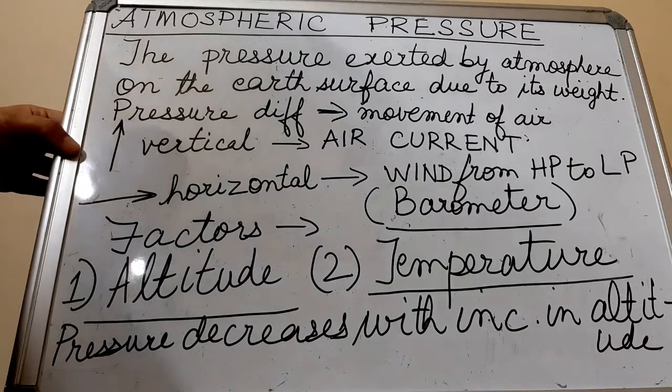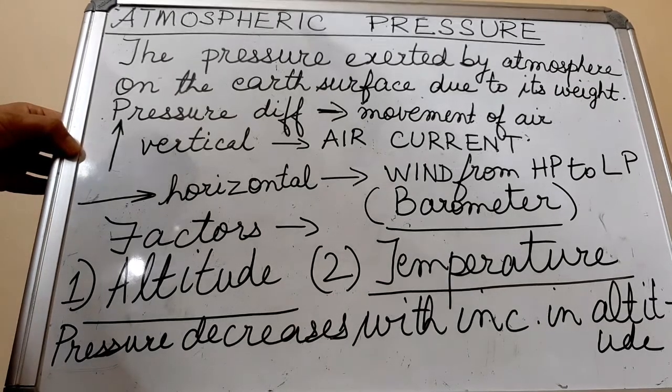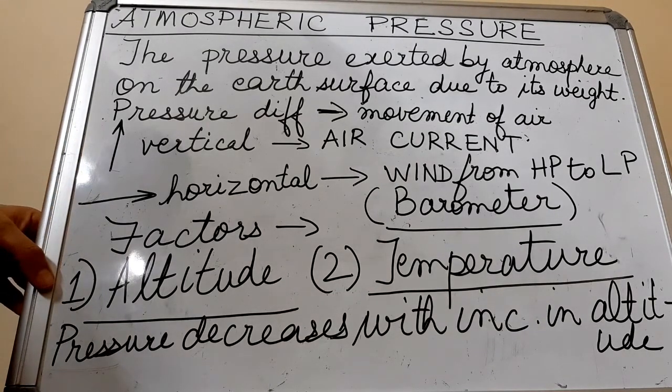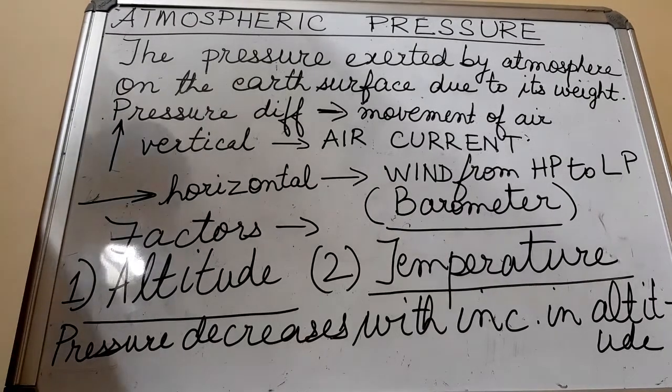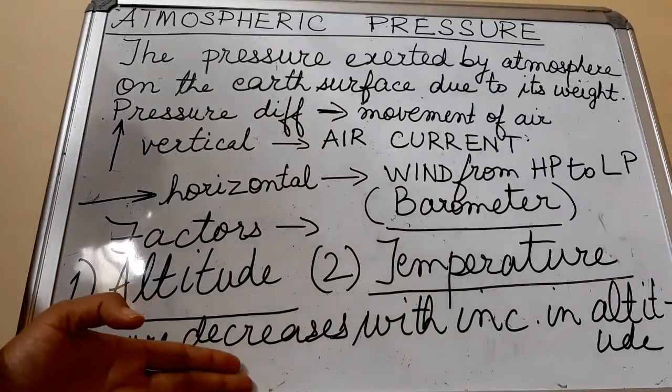Moving on to the factors which mainly affect the atmospheric pressure of a place. The first factor is altitude. Altitude means height above sea level. So, there is again an inverse relationship between atmospheric pressure and altitude. So, pressure decreases with increase in altitude. Now, why does this happen?